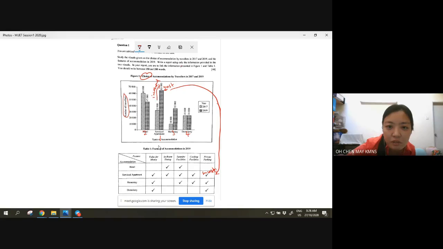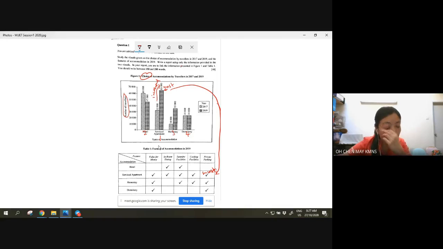Okay, all right, so this could be your first sentence. It's just an example I'm giving you. All right, so it's very complete. First, you talk about what happened in 2017, then it increased to this number in 2019, making it the most, or it increased to the most, and then over here. Very simple, isn't it? Then you do the same thing for number 2, number 3, and number 4.